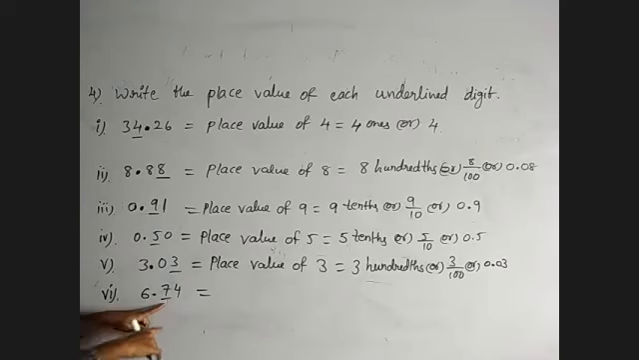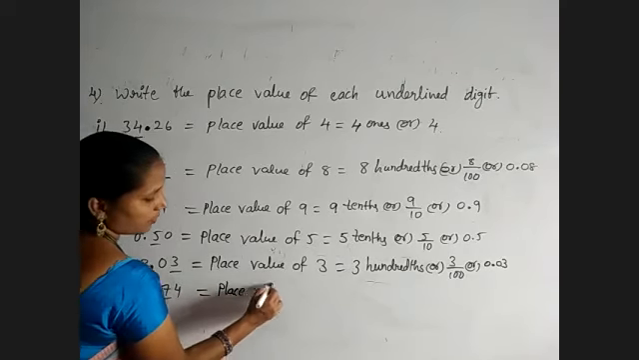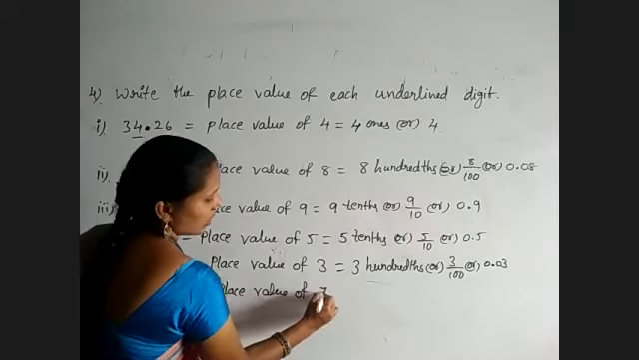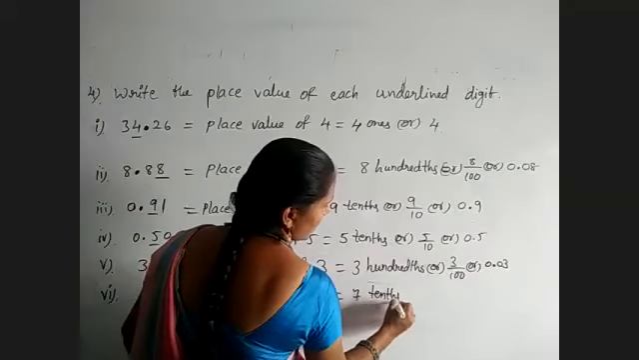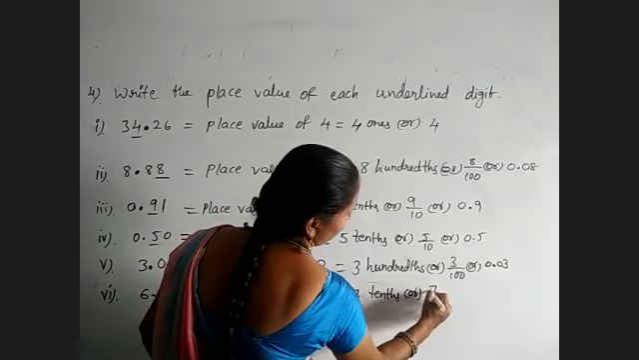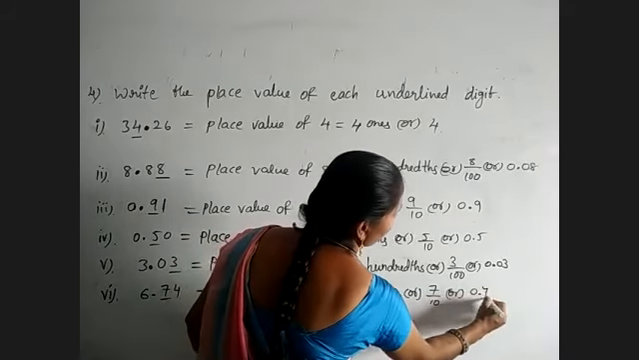Next, again 7 in this number 6.74. 7 is also in the decimal portion, and it is the first digit, the tenths digit. So the place value of 7 is 7 tenths in words, otherwise in fraction form 7 by 10, and in decimal notation 0.7. That's all.